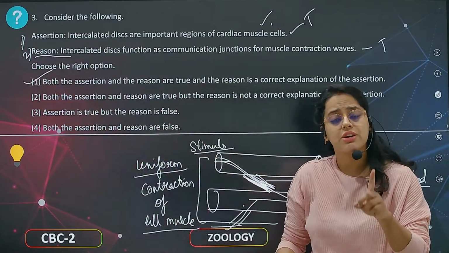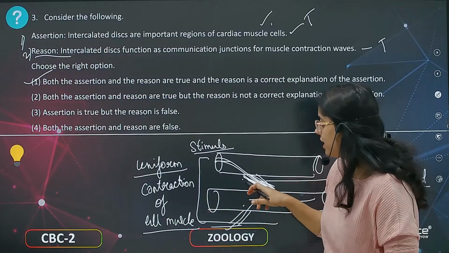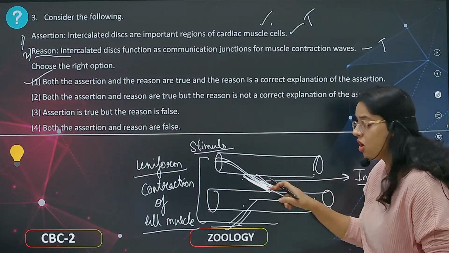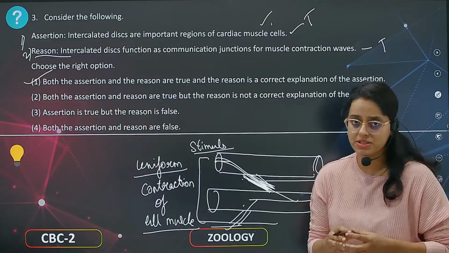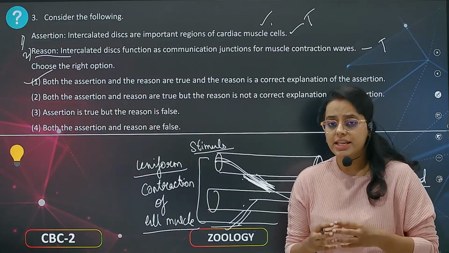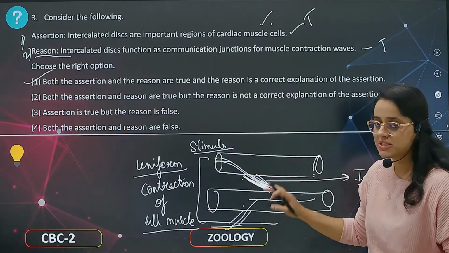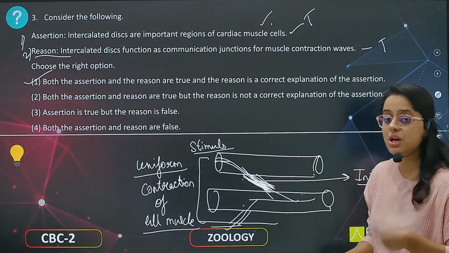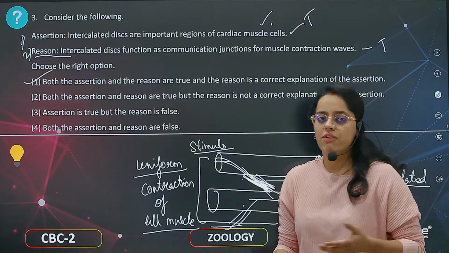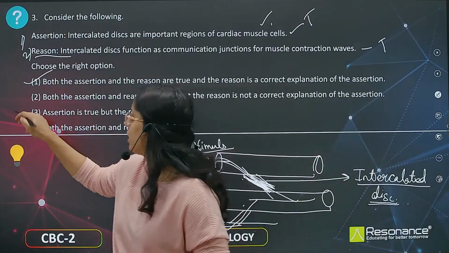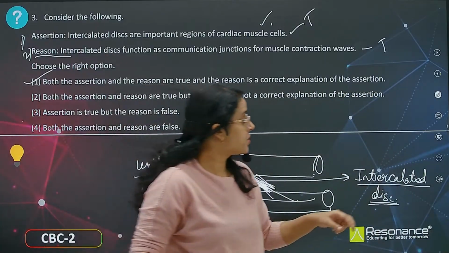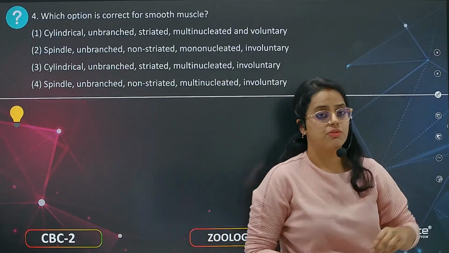Both assertion and reason are true, and what does the intercalated disc do? It is the communication junction between cardiac muscles. It forms an adherens or desmosome-like connection or gap junction between cardiac muscles, so that the impulse can transfer to the next adjacent muscle very fast and easily. Okay, now coming to the next question, that is the fourth question.